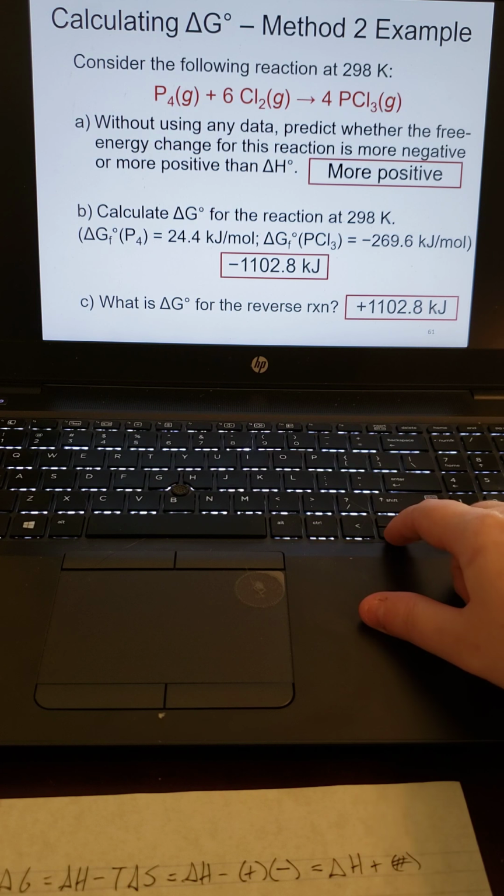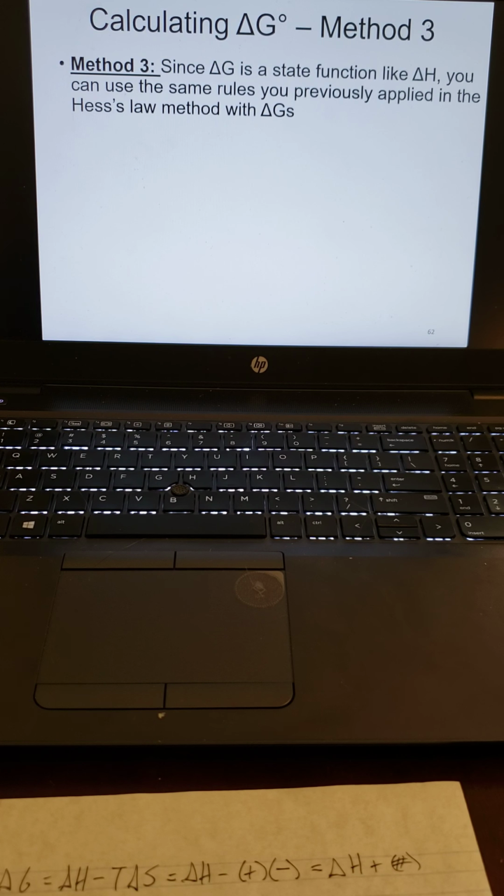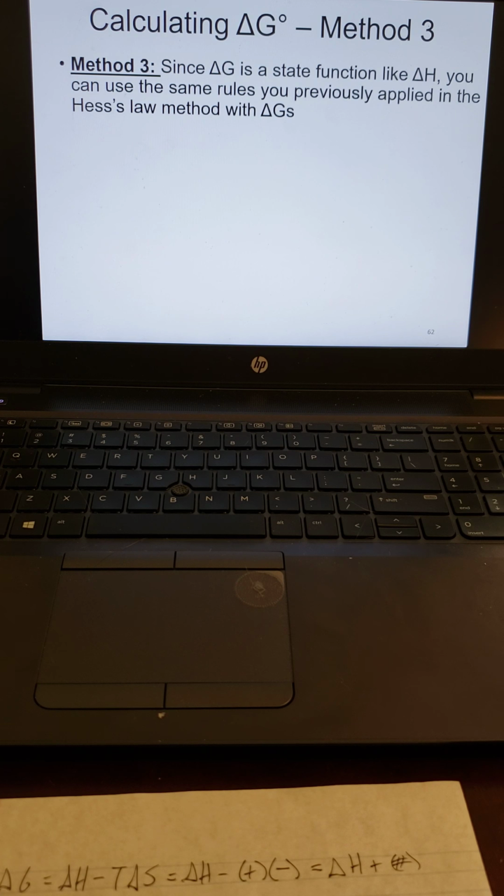All right, let's move on. All right, so what's a third way that we can calculate delta G naught? And I promise we're stopping here because I figure you're probably like, come on, seriously? So we're going to stop here. But just like we talked about several ways to calculate delta H, we're talking about several ways to calculate delta G. Okay, so another way we can do it is we can do Hess's law, right?